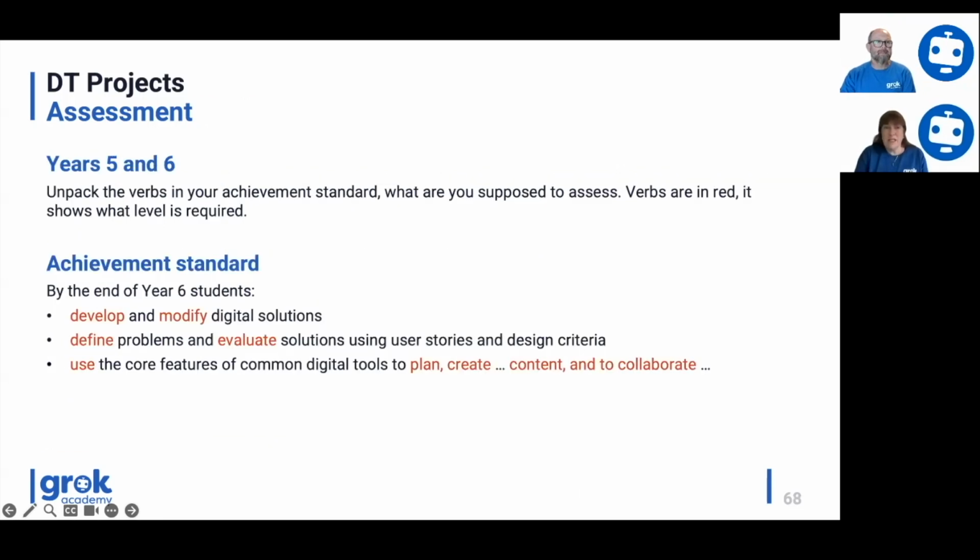Year 5 and 6, similar but a little bit more complex. They have to develop and modify digital solutions. They have to define problems and evaluate solutions using user stories and design criteria. Remembering that in the content description, it said co-develop design criteria, but you're not assessing that. Once again, they just have to be able to use it to evaluate what they can see or what they've made.